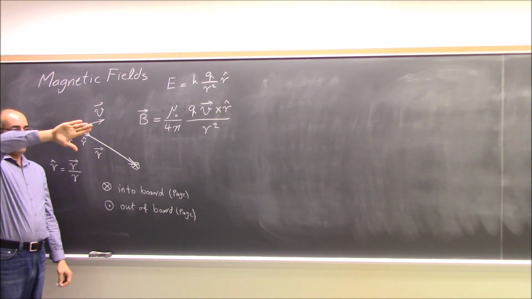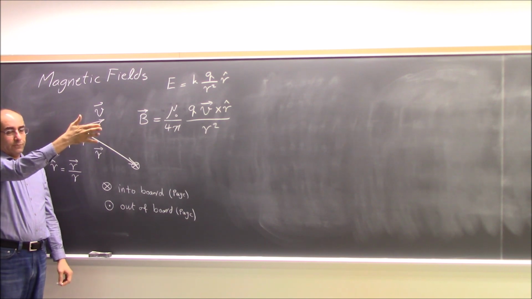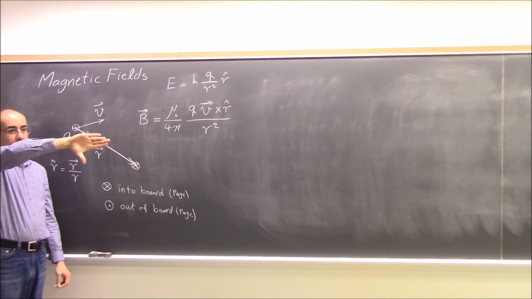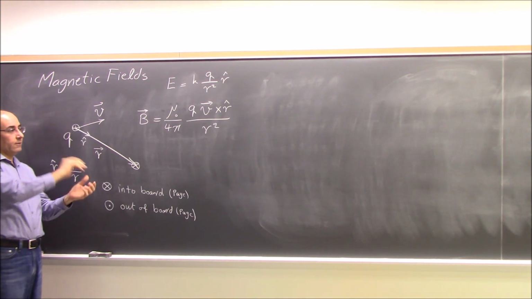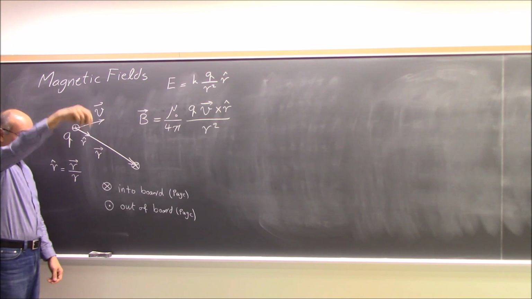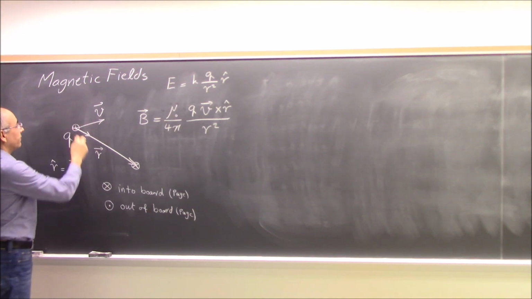Downward. If you put your forefinger in the direction of V, you cannot turn this way. You have to turn your hand. R hat is this way. So it is downward. So at this point, the field is downward. What about this point?